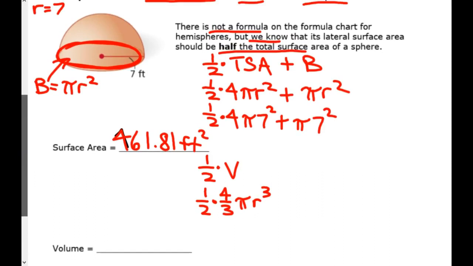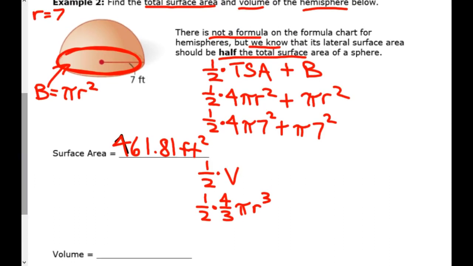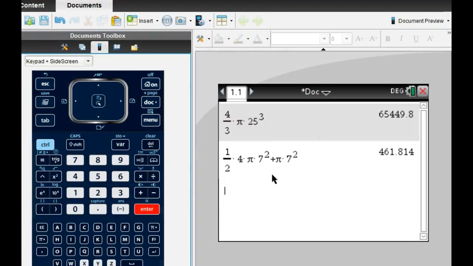Sorry to move it so much. What is the radius again? 7. So all we're going to do is plug in 7 for r. So it's 1/2 times 4/3 times pi 7 cubed. All we did was put half in front of the volume formula because it's half of a sphere. When we get to the practice, I can show you if you get stuck. So let's plug this in. 1/2 times 4/3 pi 7 cubed.